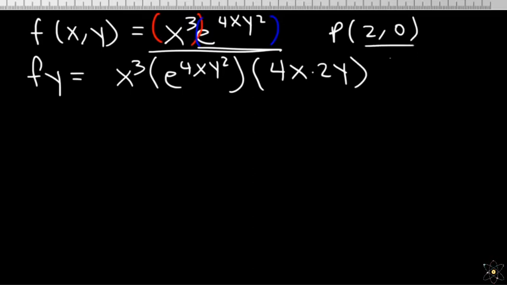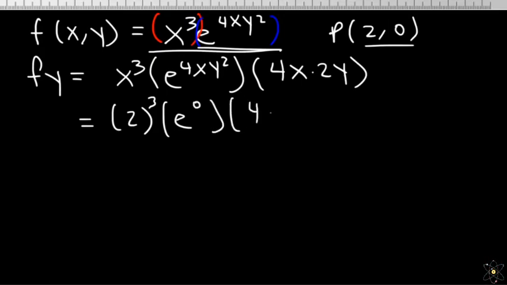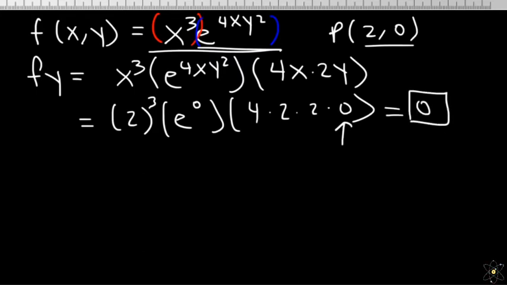So now we can plug in the point 2, 0. So x is 2, and this is going to be 2 to the 3rd. And we're going to have e raised to the 4 times 2 times 0 squared. 0 times anything is 0. And then it's going to be 4 times x, which is 2, times 2, and y is 0. So because we have a 0 here, the whole thing is 0. So that's the partial derivative with respect to y. Now let's find it with respect to x.